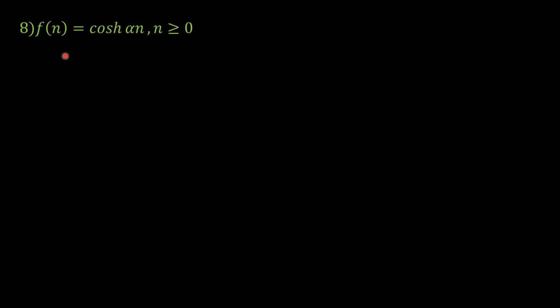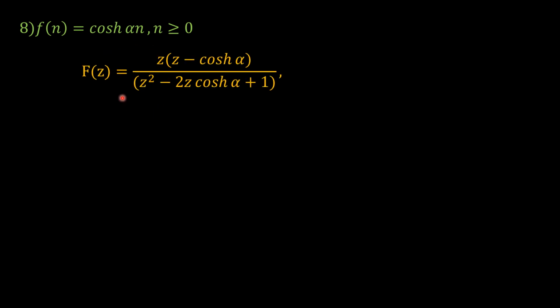Z transform of the sequence f of n equal to cosine hyperbolic of alpha n for n greater than or equal to 0 is given by f of z equal to... So it is similar to the trigonometric cosine function, just replace that cosine function by cos hyperbolic. So f of z is equal to z into (z minus cosh alpha) divided by (z square minus 2z cosh alpha plus 1), where the region of convergence is mod z strictly greater than maximum of mod of e raised to alpha or mod of e raised to minus alpha.